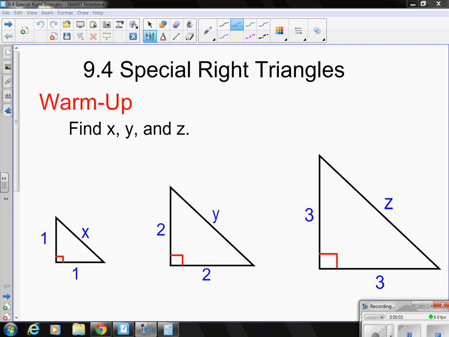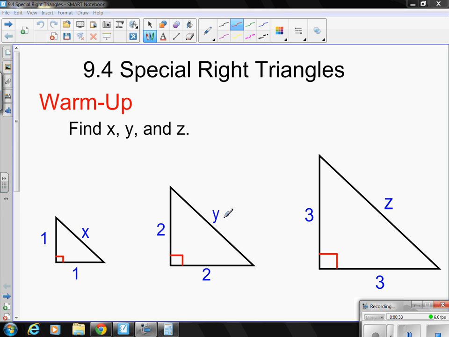9.4 special right triangles. This is a very, very important section that you'll use over and over again in higher level mathematics, especially trigonometry classes, advanced math, and calculus. We use this a lot, so it's nice to memorize these two formulas that we're going to see today. But before we get to those formulas, we're going to do this little warm-up.